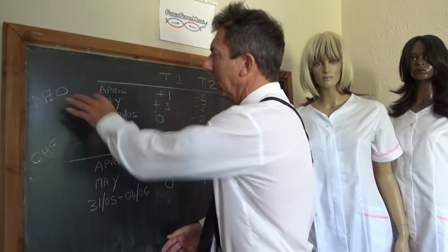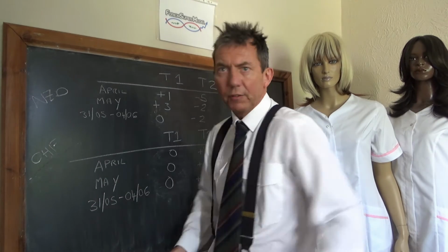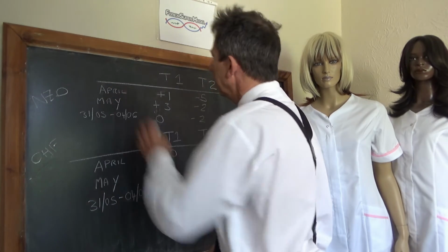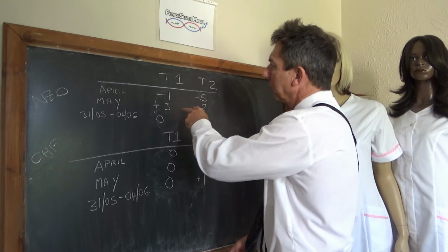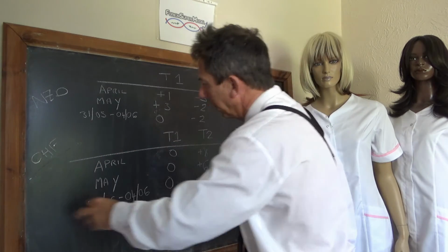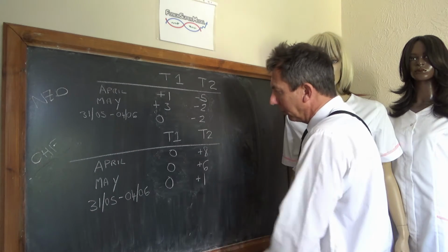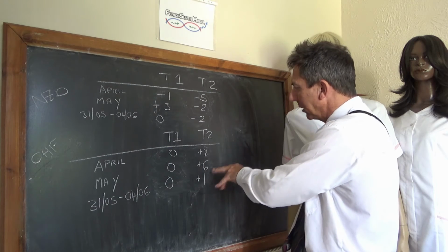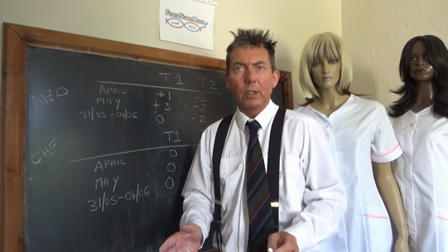Right, last two. NZD, New Zealand dollar, CHF, Swiss franc. Right, NZD then, tier 1 plus 3, 0, tier 2 minus 5 minus 2 minus 2. CHF, tier 1, 0, 0 all the way, tier 2 plus 8 plus 6 plus 1. Right, stop it there and start the analysis.